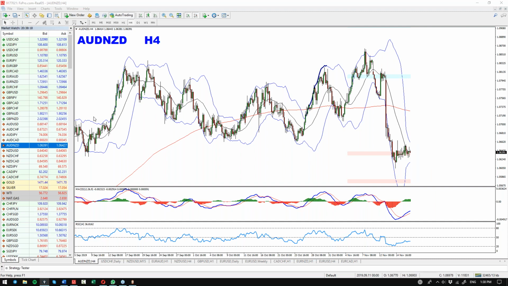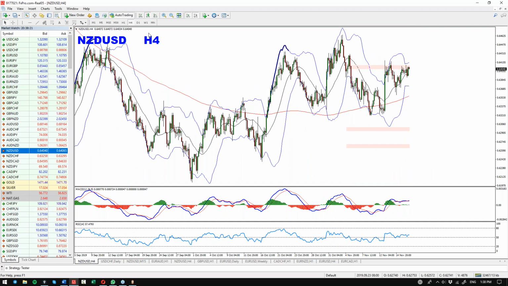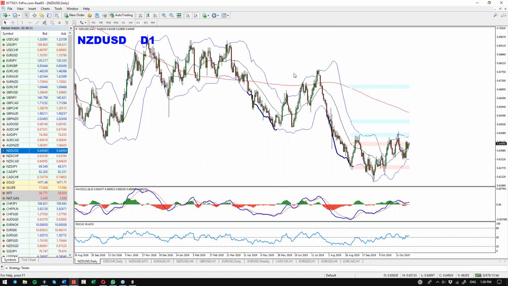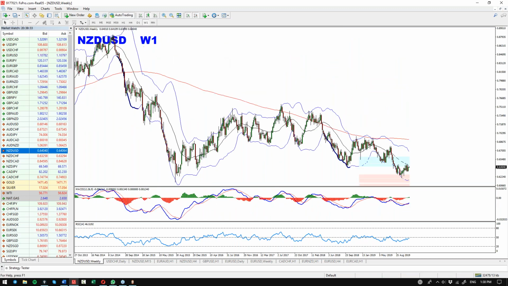New Zealandians, we have the New Zealandian dollar, or as the guys fixed me today in the Telegram group, New Zealand dollar, not New Zealandian. So New Zealand dollar.